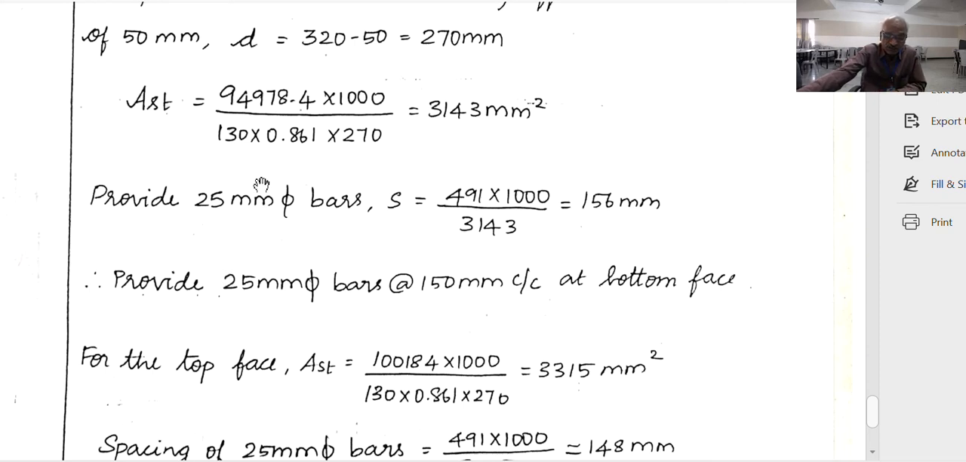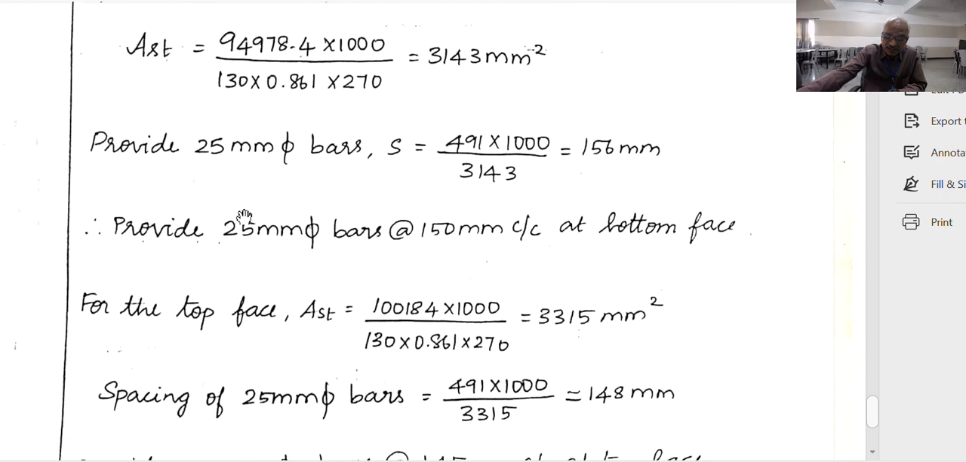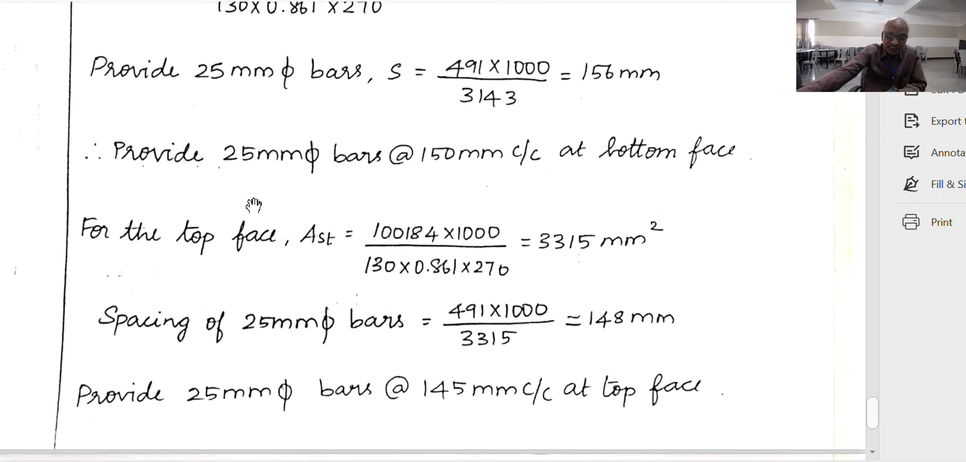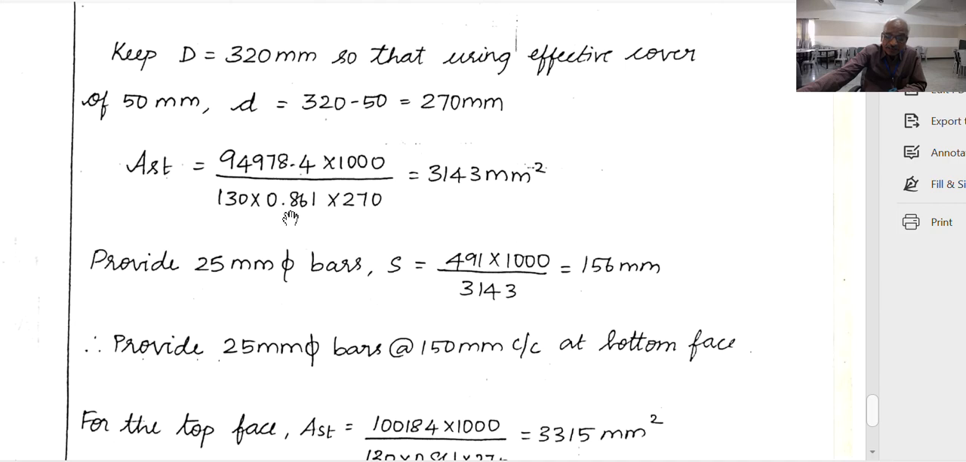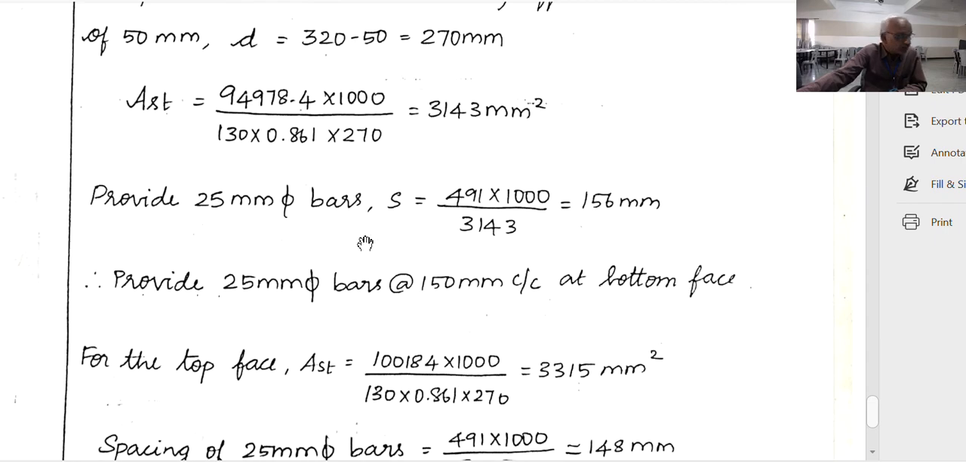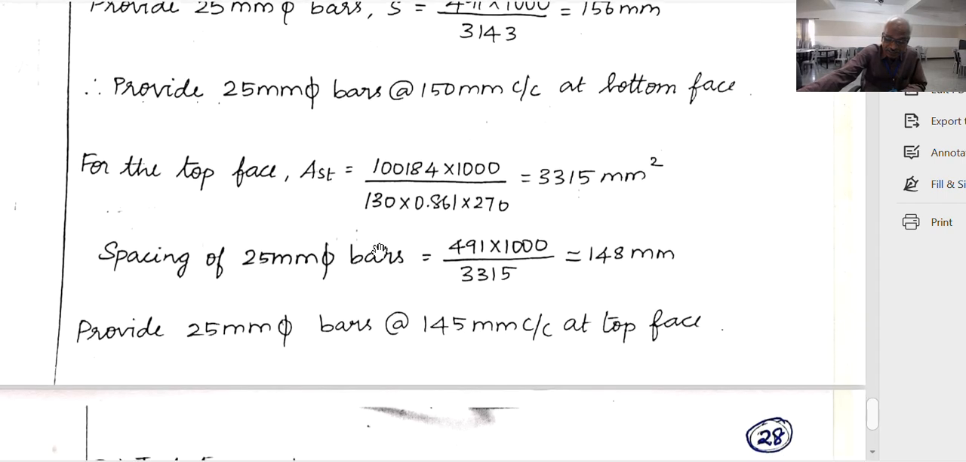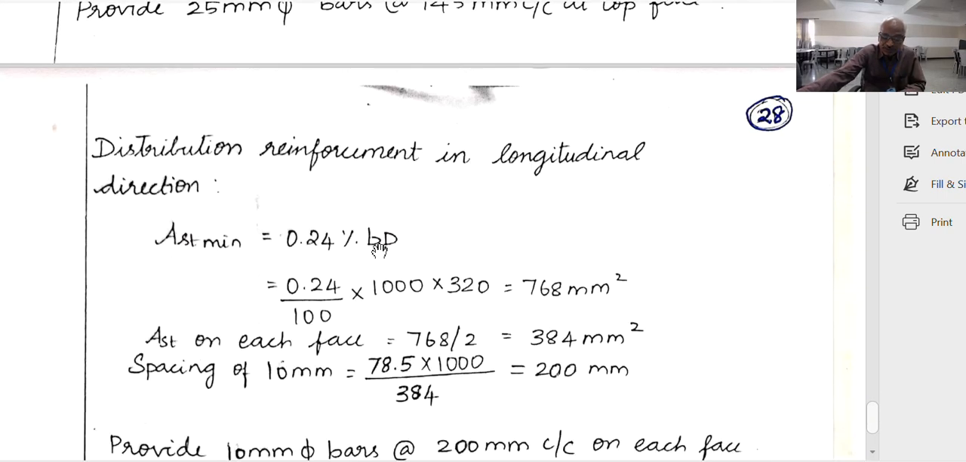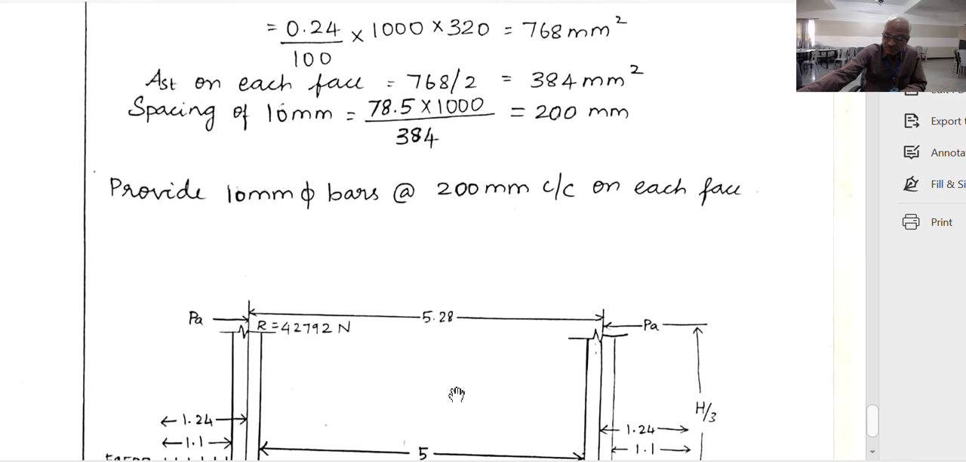And the design of this is a one-way slab design: finding out D, finding out Ast, bar diameter, and spacing. Here there is nothing to teach. What is the steel required at the top face? Actually, this is for the cantilever, and this is for the bending moment at the center. Once you find out the bending moment for the cantilevering portion and for the mid-span, then it is the usual RC design. For distribution steel, provide 0.24% as given in IS 3370; therefore adopt the percentage and provide the steel.